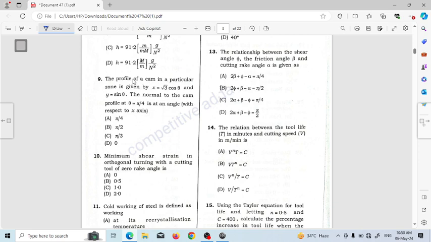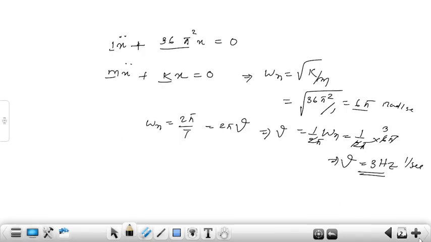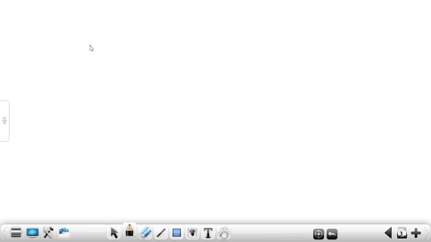Next question, question number 9. The profile of a cam in a particular zone is given by x is equal to root 3 cos theta and y is equal to sin theta. The normal to the cam profile at theta is equal to pi by 4 is at what angle with respect to the x axis? So in the next page, calculated. So given x is equal to root 3 cos theta and y is equal to sin theta, given theta is equal to pi by 4.